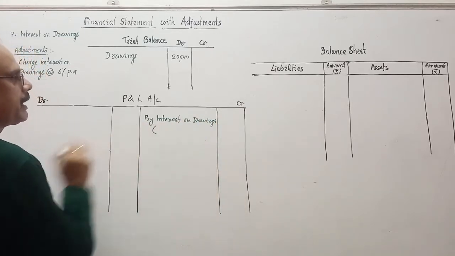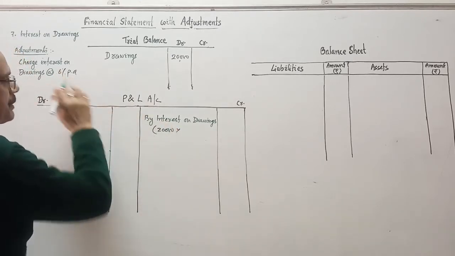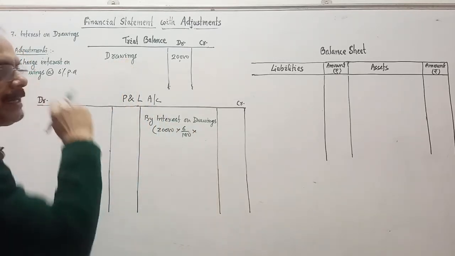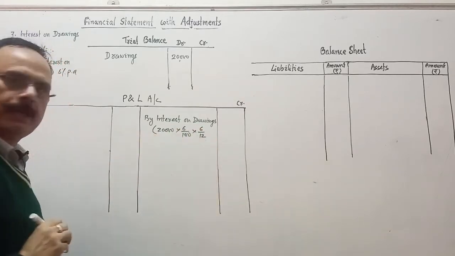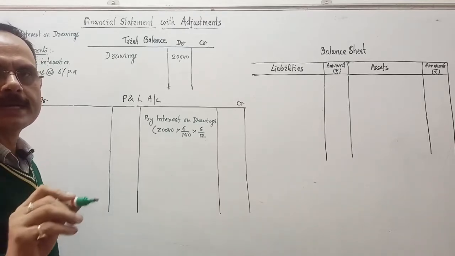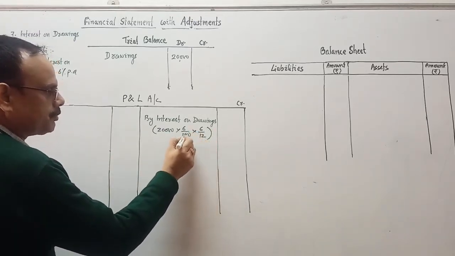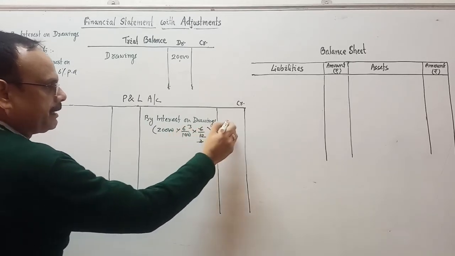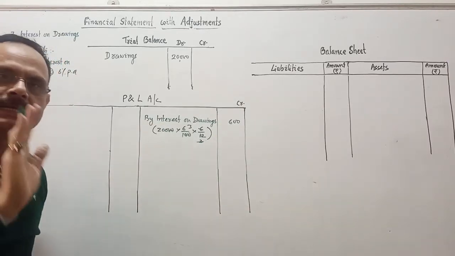So interest on drawing, we will calculate it. Drawing amount is 20,000. Rate of interest is 6% per annum, and as the date of drawing is not mentioned, we'll calculate the interest for 6 months only. If the date of drawing is not mentioned, then the interest will be calculated on an average basis, means for 6 months. So 6 by 12. So interest on drawing will be 600. Write the 600 over here, 600 interest on drawing. It's an indirect income.